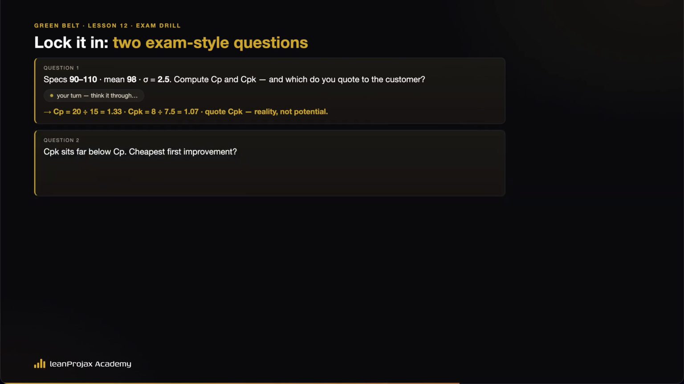Question 2, CPK sits far below CP. What's the cheapest first improvement? Take a few seconds. Center the process. Shift the mean toward the middle of the spec. The spread hasn't changed, but CPK climbs towards CP.